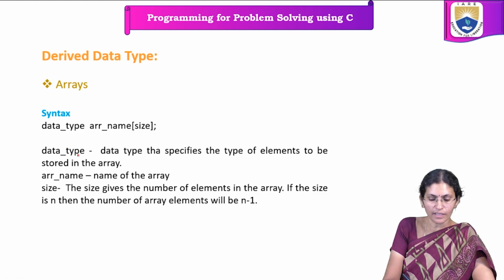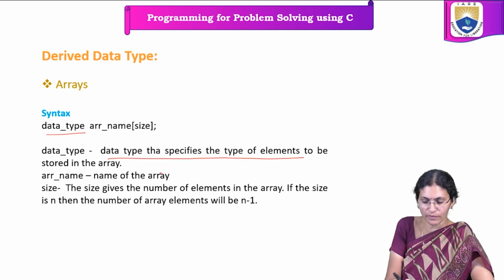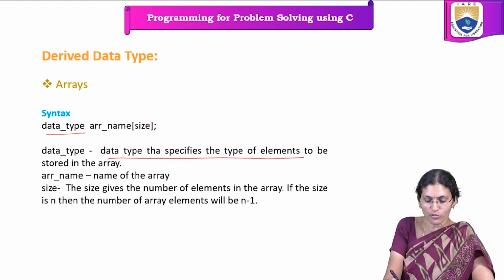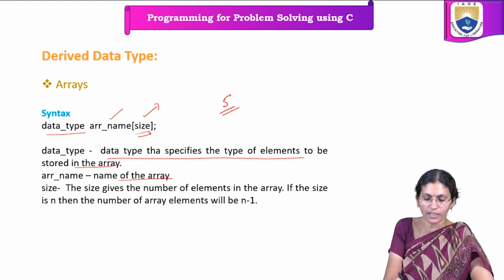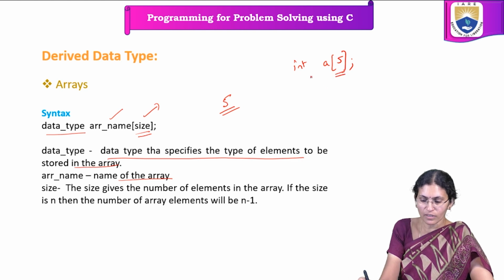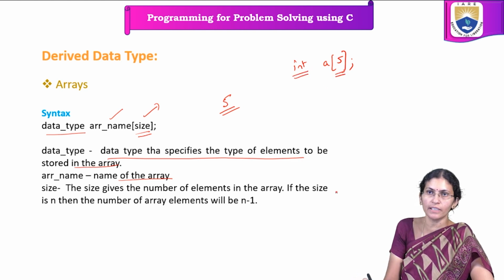So let us see the syntax. Here data type specifies the type of elements to be stored in the array. Then array name is the name of the array. Size gives the number of elements in the array. If the size is 5, then there will be 5 elements in the array. Suppose we write int a of 5. That means there are 5 elements corresponding to the integer data type.